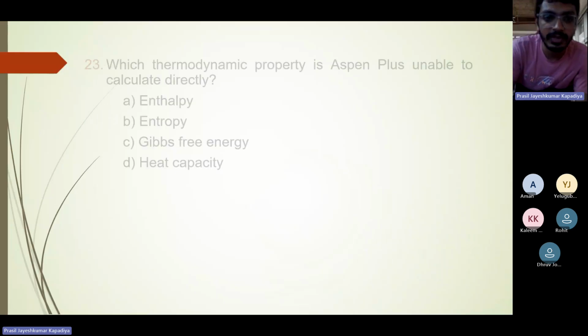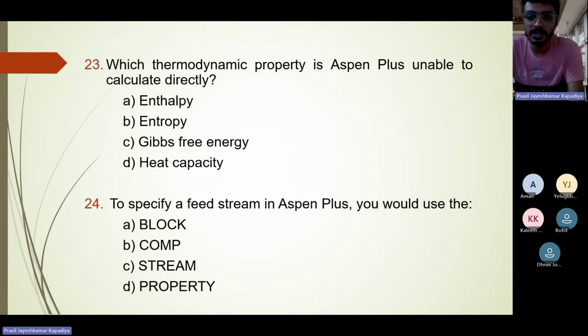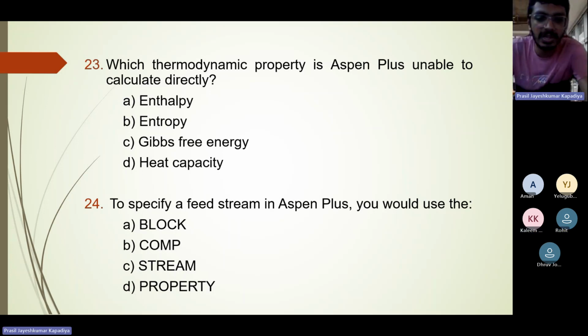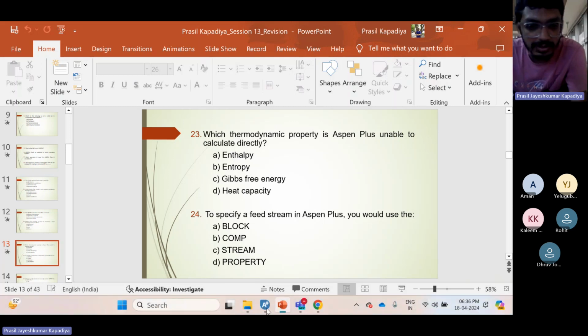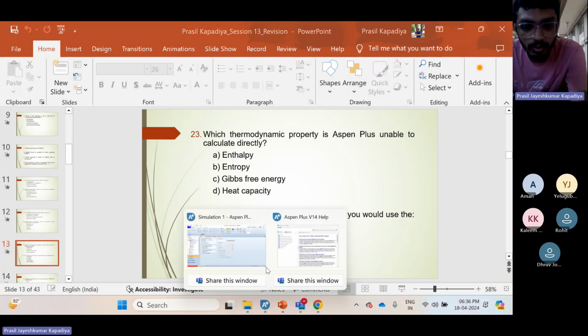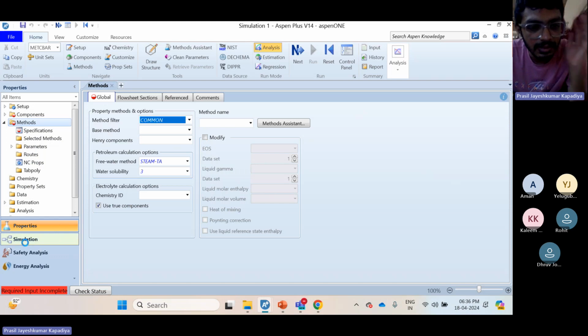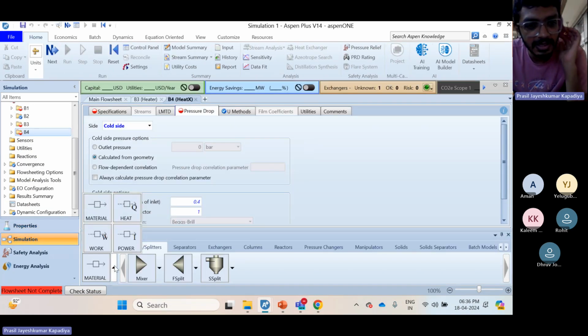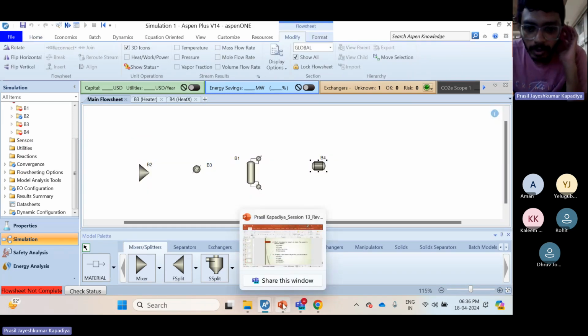To specify a feed stream in Aspen Plus, you would use the block, COMP, stream, or property. Stream. Yes, we'll use the stream option to define the stream. If we go here in Aspen, these are streams. So this material stream we will use to define the component.